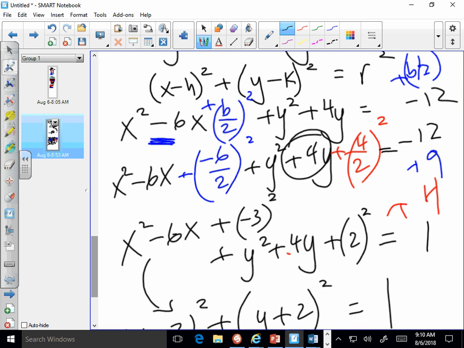How did you know how much to add on the radius squared side then? That's why you need to do that. Yeah, good catch. Okay. All right.